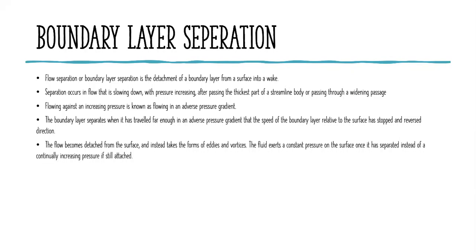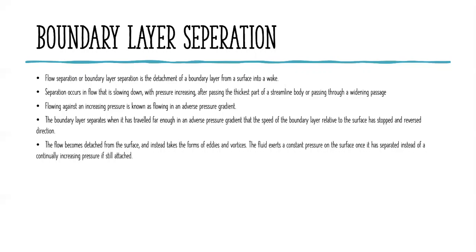So flow separation, or boundary layer separation, is a detachment of a boundary layer from a surface into a wake. It is going to separate the flow around the boundary layer, and it is going to be a wake. Separation occurs in a flow that is slowing down. So separation occurs only when the flow is slowed down. If you see an airfoil, the flow will be slowed.